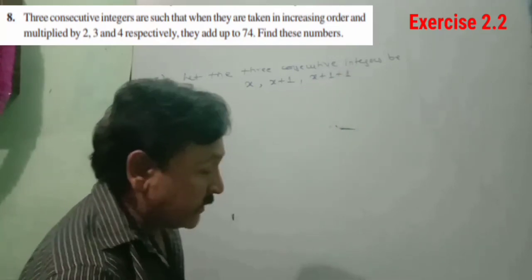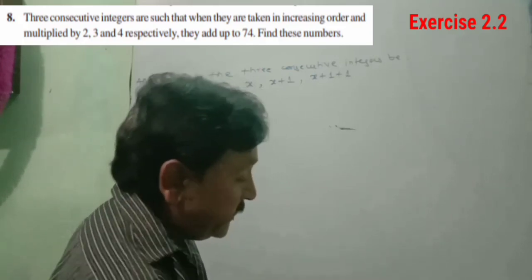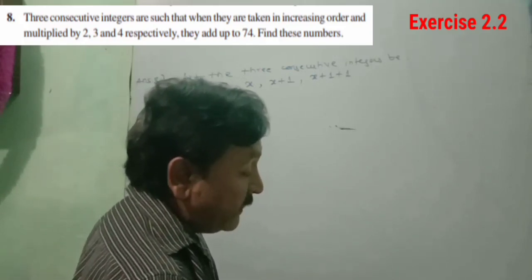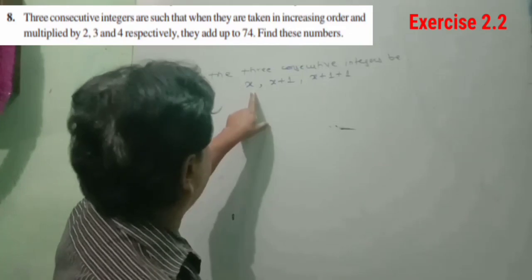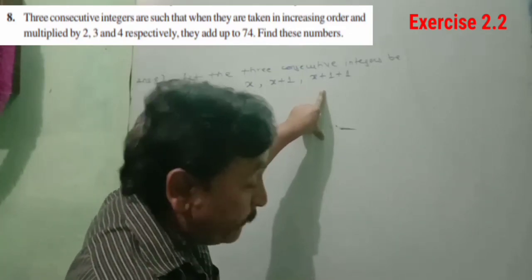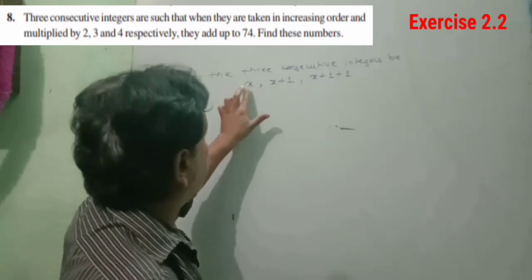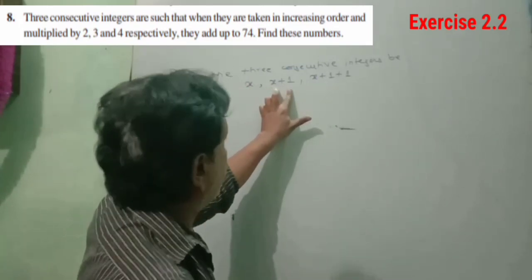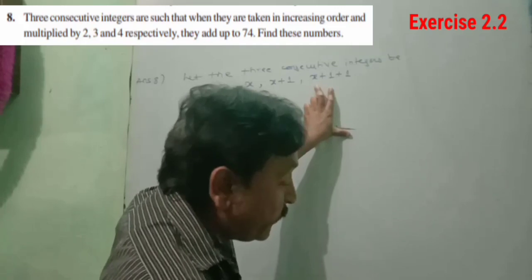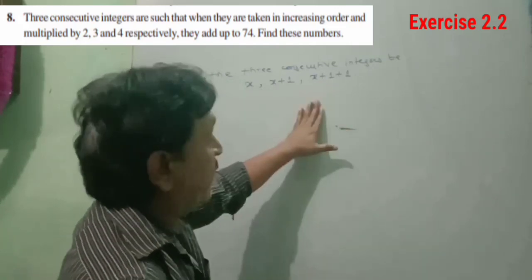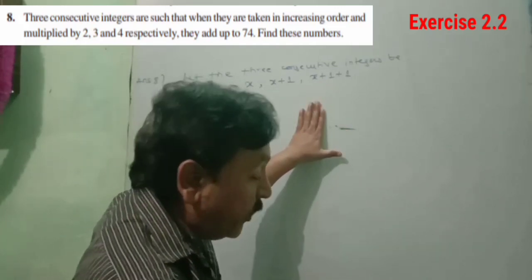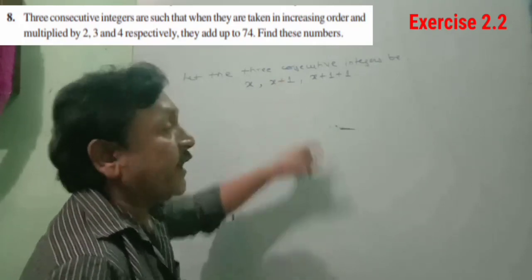Okay. Now just read the question. 3 consecutive integers are such that when they are taken in increasing order, yes, it is their increasing order, okay, and multiplied by 2, 3 and 4, means the first is multiplied by 2, the second is multiplied by 3 and the third is multiplied by 4, and when we add them we will get 74. Now the question is saying find these numbers.